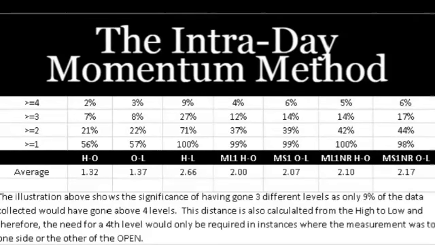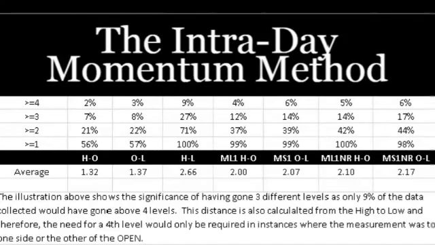Basically, as you can see here, I took the range of the day and divided it by the calculation that was used to determine the ML1 level up or the MS1 level. It doesn't matter, they're both the same calculation. And I came up with the fact that only 9% of the data collected over the last 5 years would have needed a fourth level.